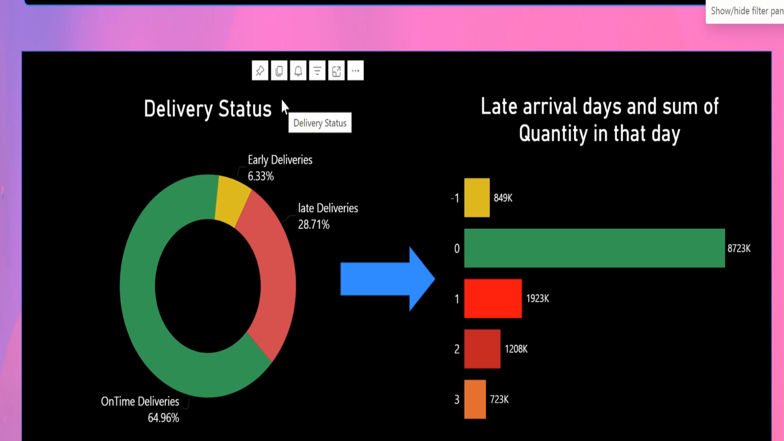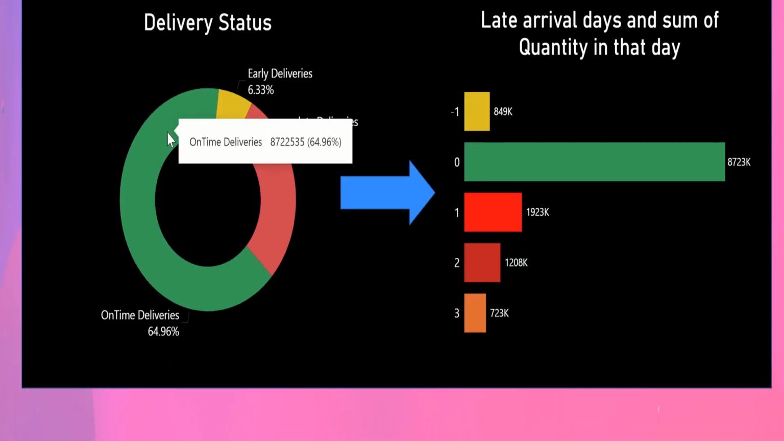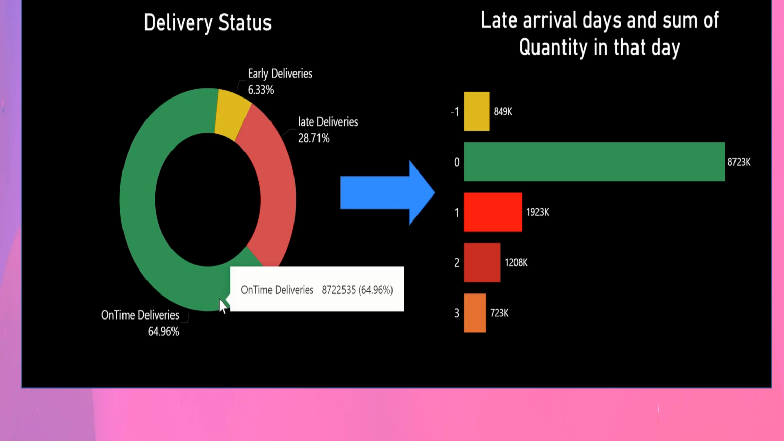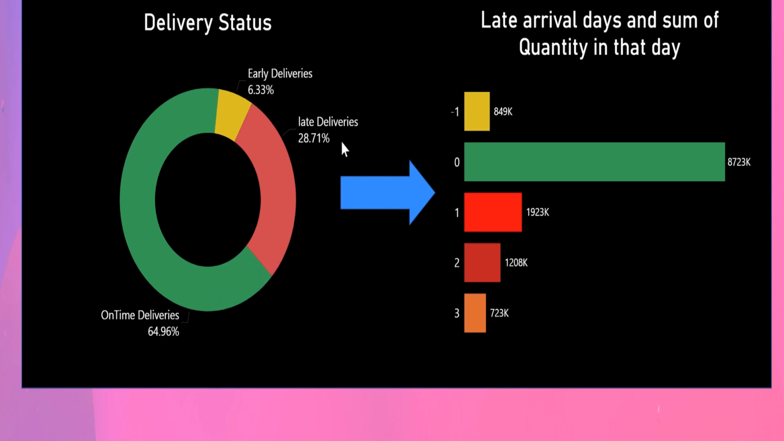So now you can see this delivery status visual is actually a donut chart. Here you can see the three types of deliveries that we have done: early deliveries, on-time deliveries, and late deliveries. You can see on-time deliveries is 64%, late deliveries is 28.71 percentage, which I myself think is a lot. It has to be under 5% or 10%. It shouldn't exceed more than that. And there is a lot of work that needs to be done by the Atlic deliveries department.